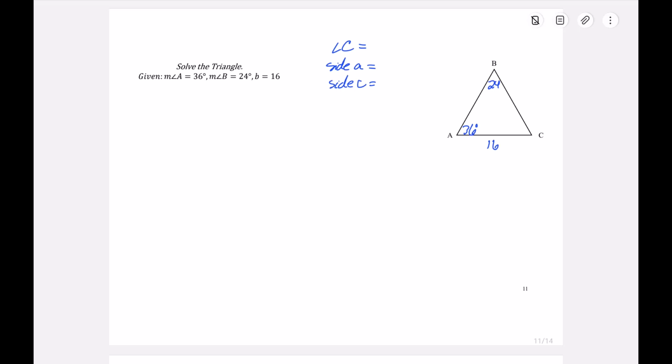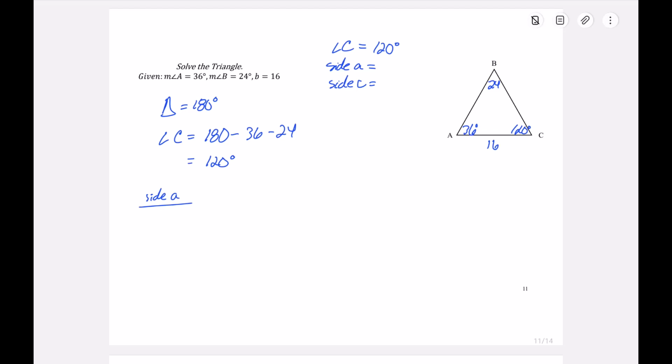I would find the missing angle first. Since we know that a triangle is 180 degrees, we can take 180 degrees minus the two angles that we were given, 36 and 24. If we plug that into our calculator, we will get 120 degrees. Next, I would find side A.